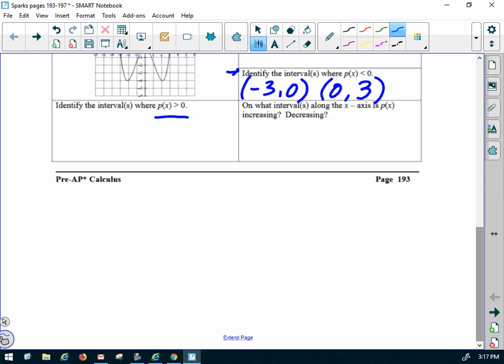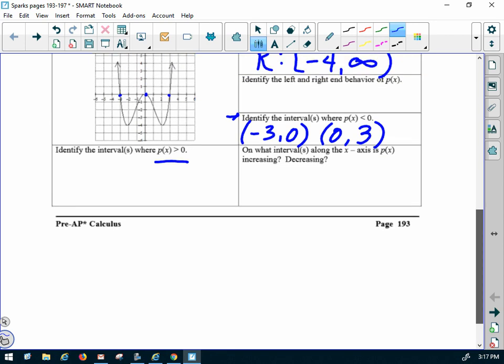Look at the last question here. On what intervals along the x-axis is p of x increasing? This function is increasing where?